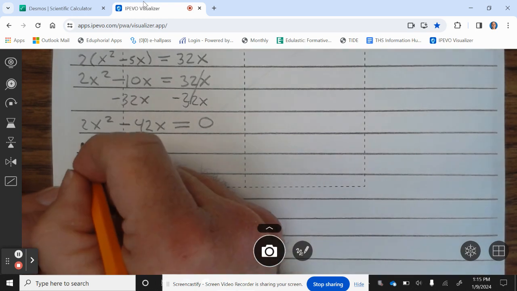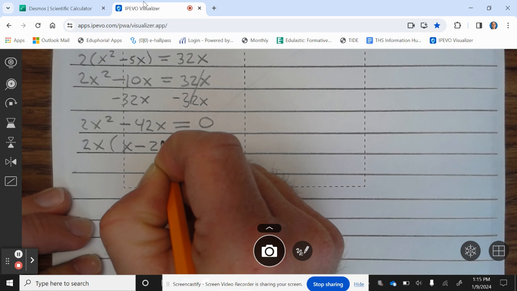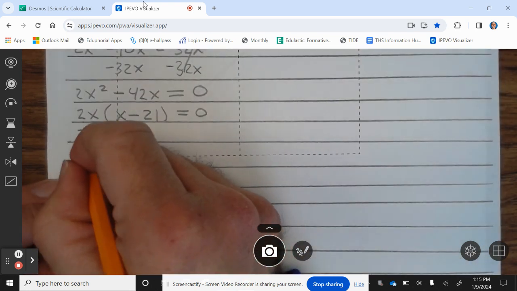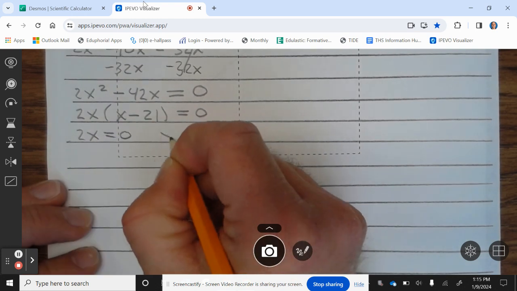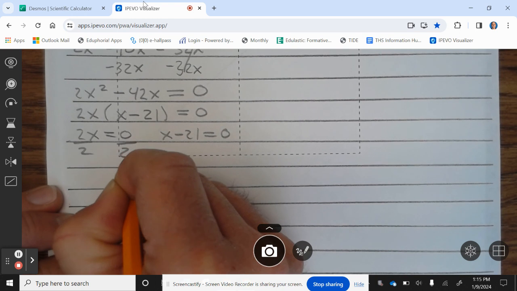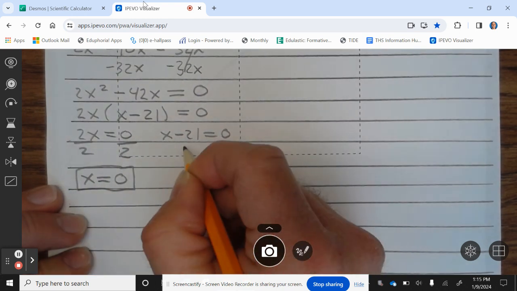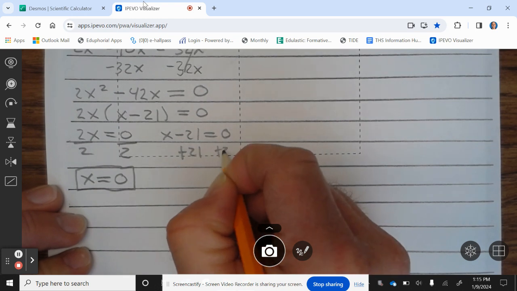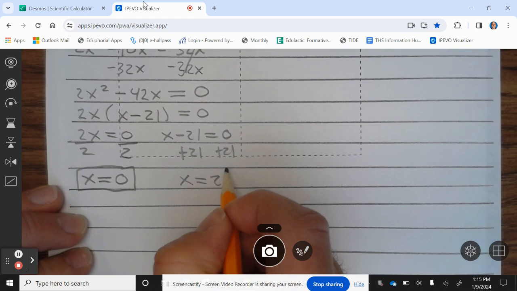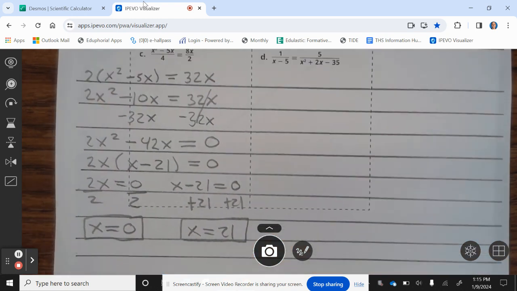We can factor out a 2x from both, which leaves x minus 21 equal to 0. So we set 2x equal to 0, x minus 21 equal to 0. Divide both sides by 2, x equals 0. Add 21 to both sides. You get x equals 21. All right, go ahead and finish that up.